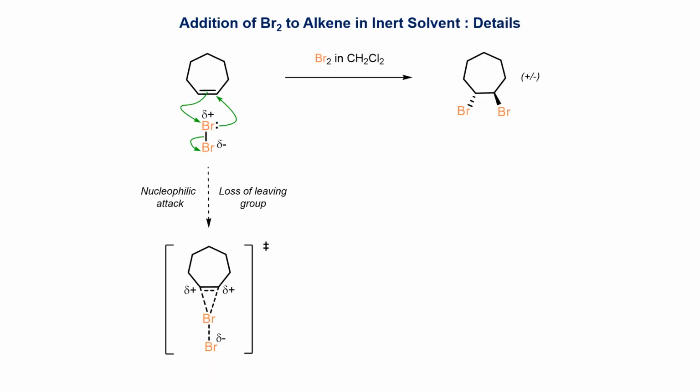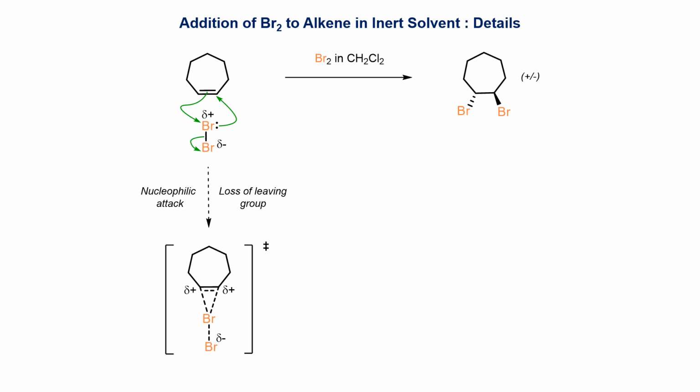Although molecular bromine is a non-polar material, it is possible to induce a dipole if bromine is placed in the presence of an electron-rich alkene. The electrophilic end of the bromine molecule may then add to both carbons of the pi bond with concerted loss of a bromide anion through a three-membered ring transition state.